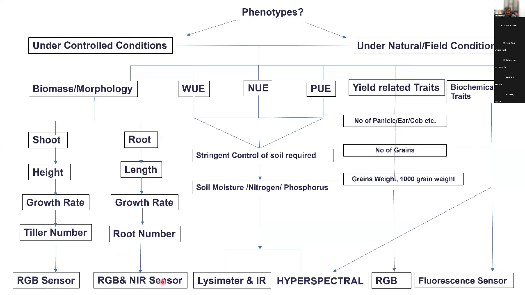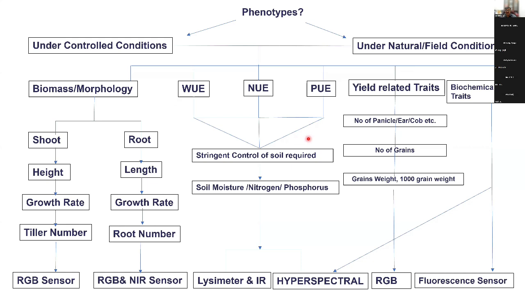In that, the RGB and RGB NIR cameras can be used. The best part is these three: WUE, NUE and PUE. One is water use efficiency, another is nitrogen use efficiency, and the last one is PUE, phosphorus use efficiency. These are the resources which are used every time in our crops. This information cannot be obtained from the field itself, because it requires stringent control. We need to know how much NPK is there.